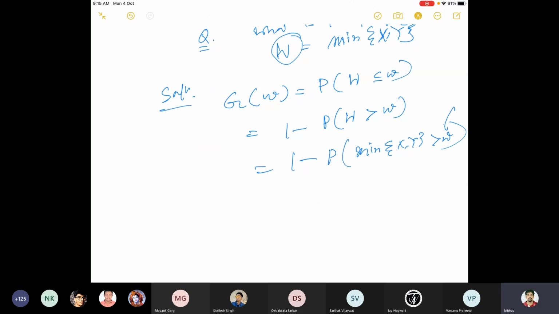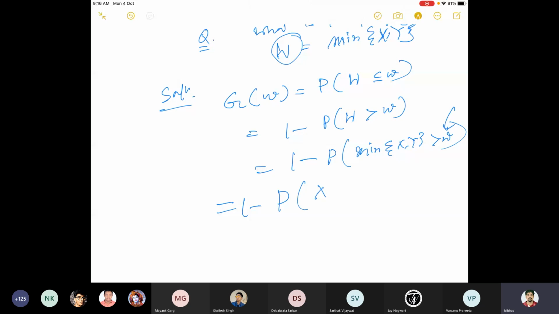This is not capital W, but small w. Small w is some number. It could be 1, 2, 3, but it is arbitrary. So then this is 1 minus the probability that the minimum of X and Y is bigger than w.